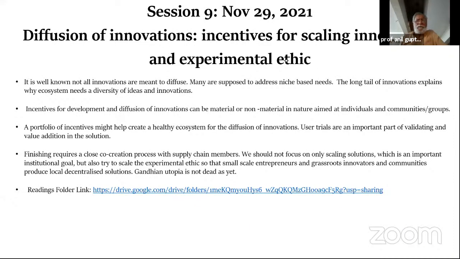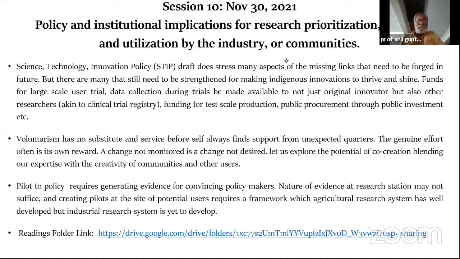Session 9 is on diffusion of incentives for scaling innovations. What kind of incentives we can develop? We'll also look at the examples and how decentralized development of solution in the spirit of Gandhian philosophy can help our society. Can that be combined with the modern reach, outreach of large corporations? Is there a blend possible?